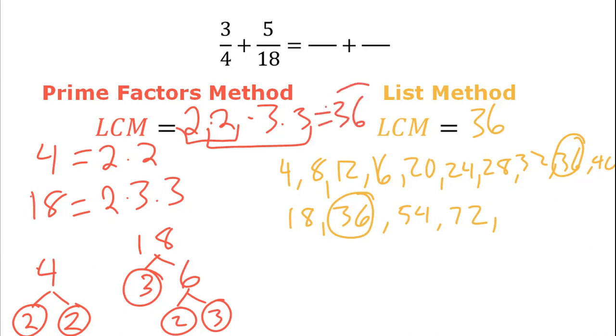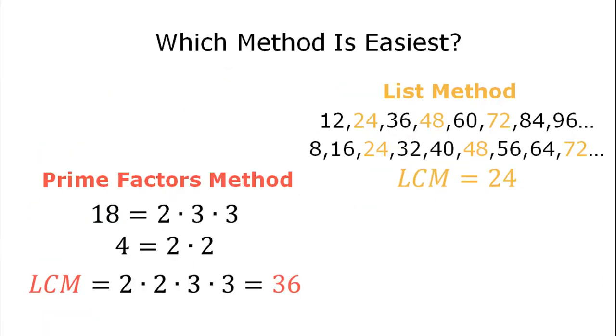And you can see that we got the same answer for the least common multiple there. So you might be wondering which method is the easiest. Should I use the list method or should I use the prime factors method? In my opinion, they're both easier depending on which type of problem you have, because the list method is easiest when the numbers that you're trying to find the least common multiple of are numbers that you know the multiples for.